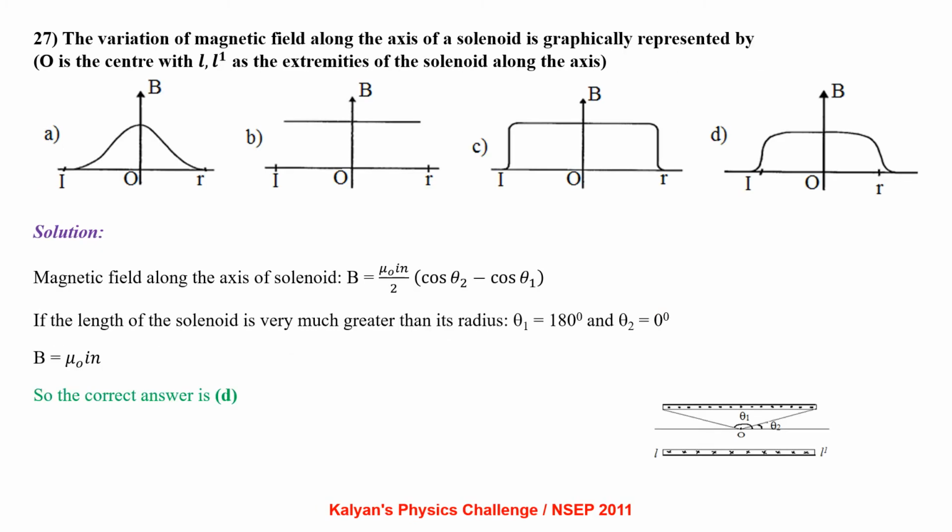The variation of magnetic field along the axis of a solenoid is graphically represented by? Magnetic field along the axis of a solenoid, B equal to mu naught n I by 2 times (cos theta 2 minus cos theta 1). If the length of the solenoid is very much greater than its radius, then theta 1 becomes 180 and theta 2 becomes 0. So B equal to mu naught n I. So the correct graph is D.